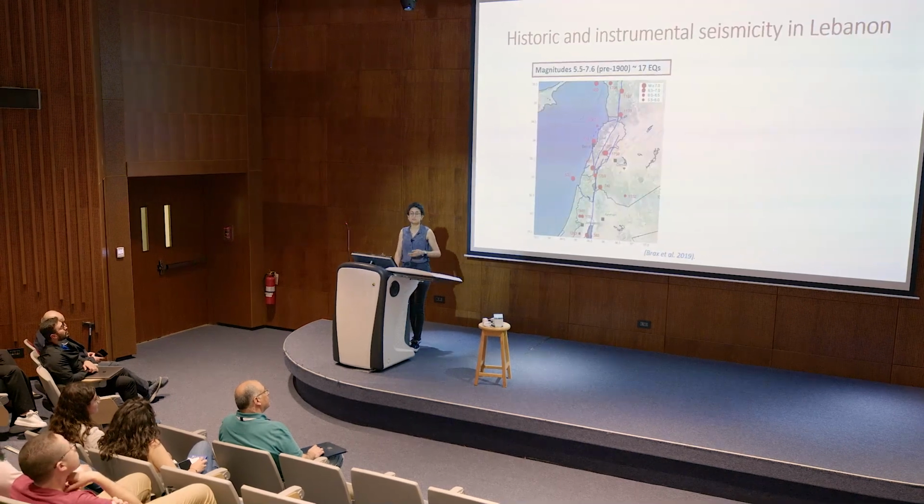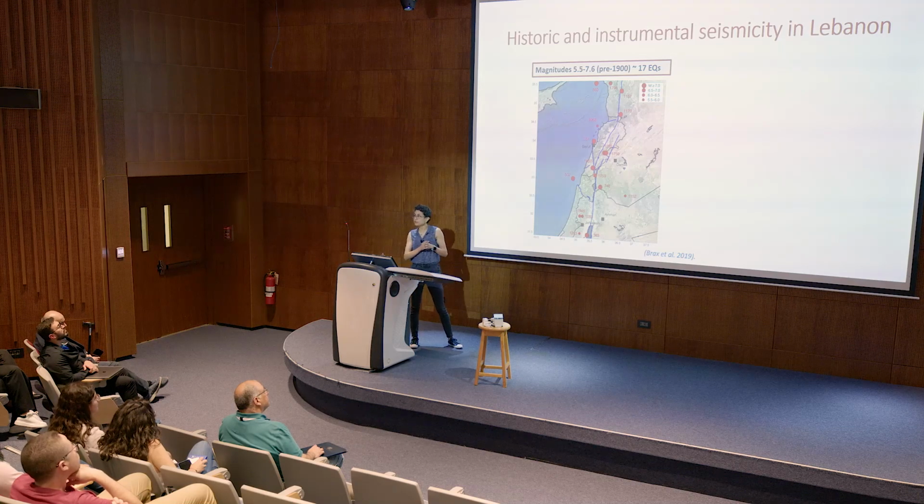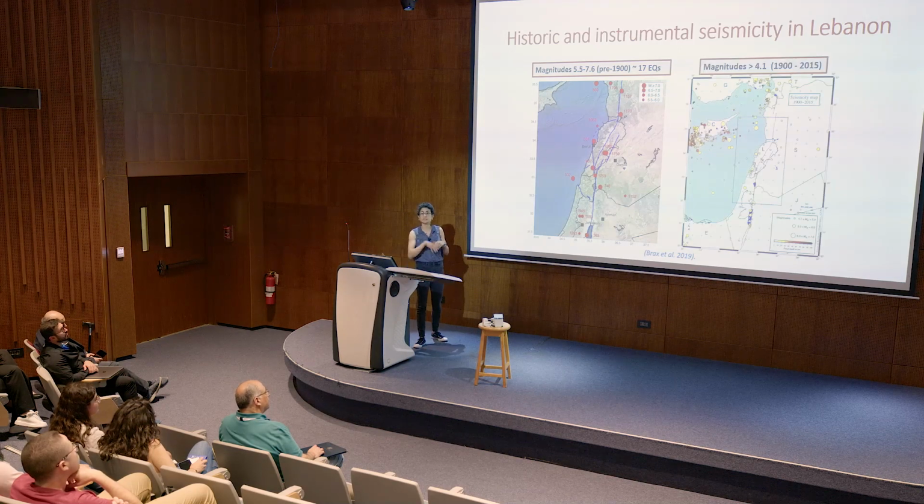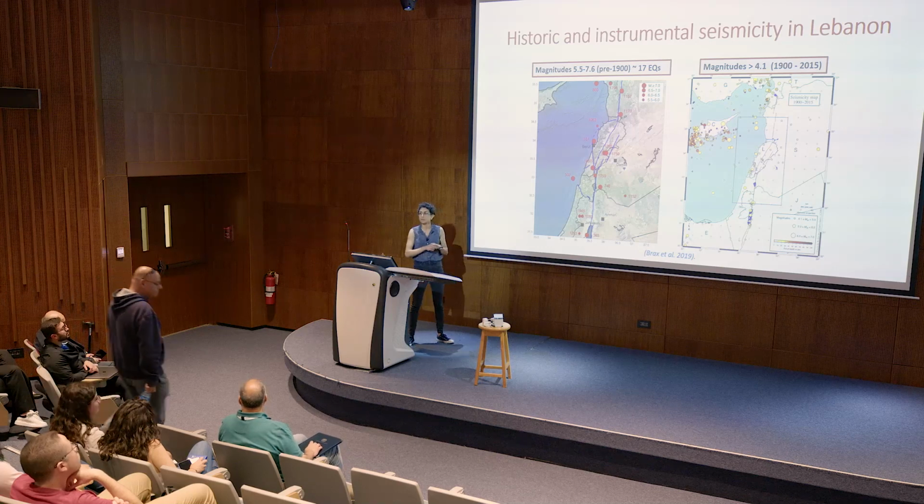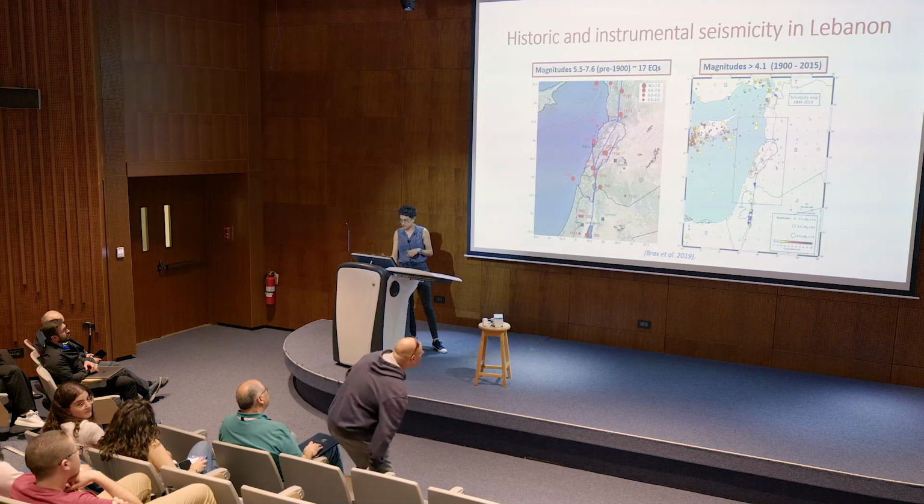And these faults have generated large earthquakes in the past. Based on historical records, about 17 earthquakes have been documented with magnitudes between 5.5 and 7.6 occurring in Lebanon or in the region. We haven't had major earthquakes in recent years. Since instruments were installed, we've had several earthquake events, as shown in the instrumental seismicity map, but no major ones in the past 100 years.